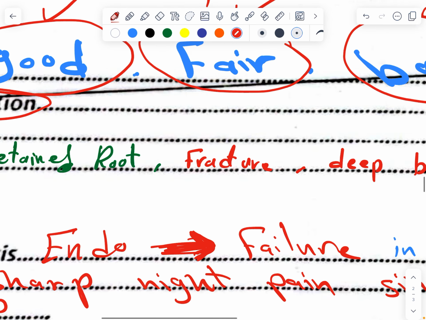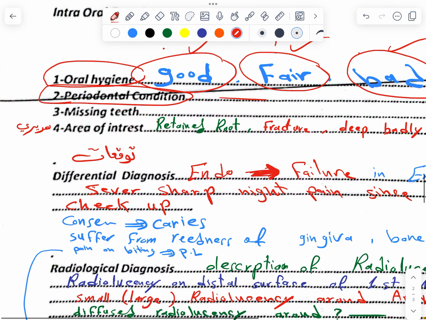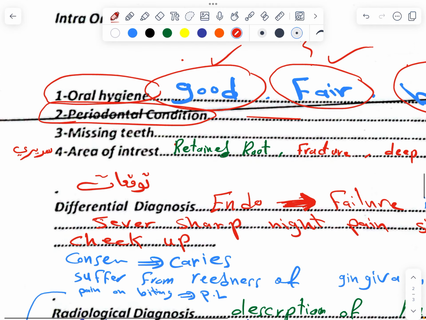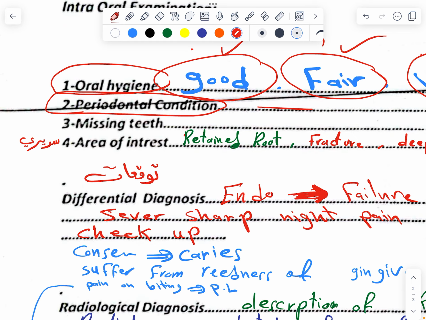It's okay, but in sociality it is a rare condition. Missing teeth, you search for any missing teeth and you comment there.